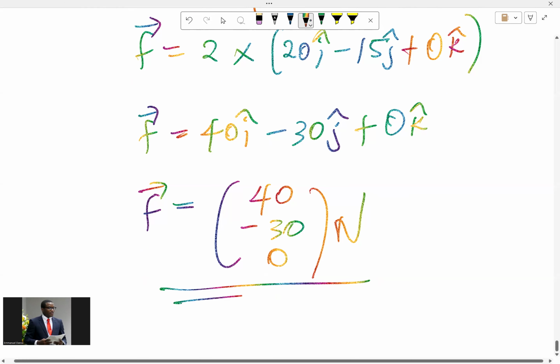Of course, the force on the charge, like we said here, is actually 40 Newton in the X direction, minus 30 Newton in the Y direction, and 0 in the Z direction.